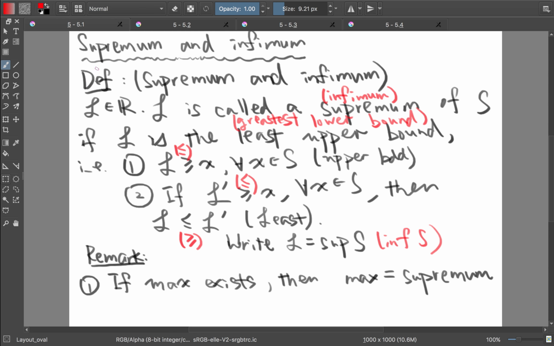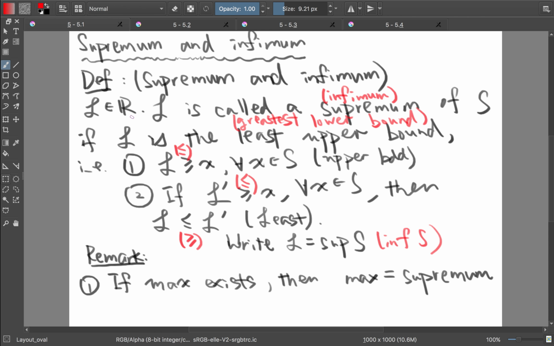In the last video, we talked about maximum and minimum. And in this video, I will introduce the concept of supremum and infimum. We first define what supremum and infimum mean.